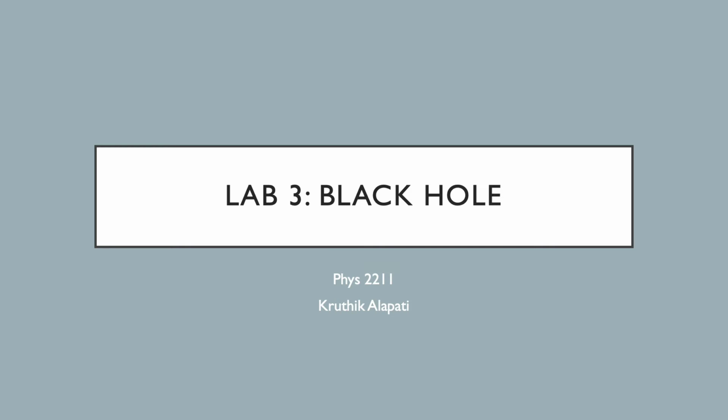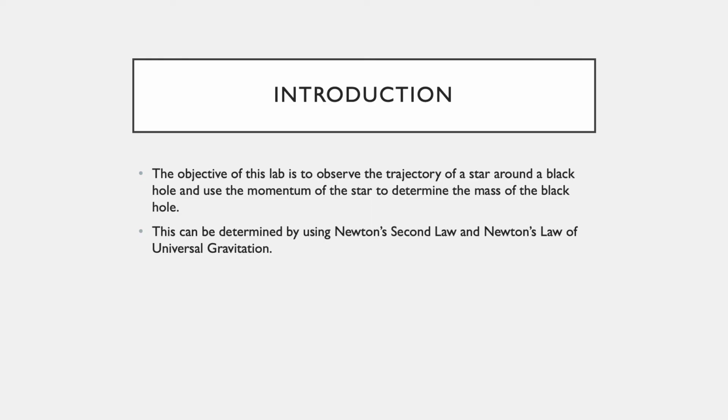Hi, my name is Kruthik Alapati, and this is my Lab 3 on the trajectory of a star around a black hole. The objective of this lab was to observe the trajectory of a star around a black hole on a GlowScript model and use the momentum of the star to determine the mass of the black hole. This can be determined by using Newton's second law and Newton's law of universal gravitation.